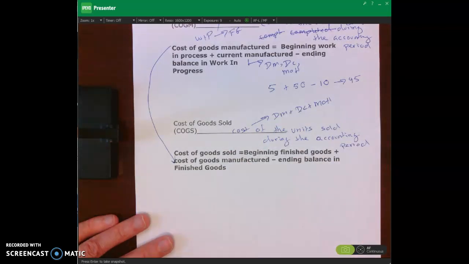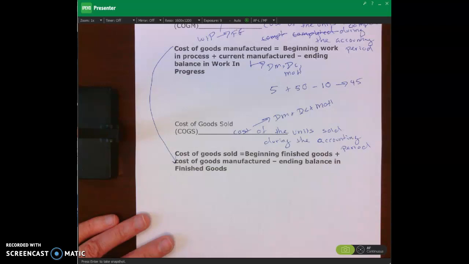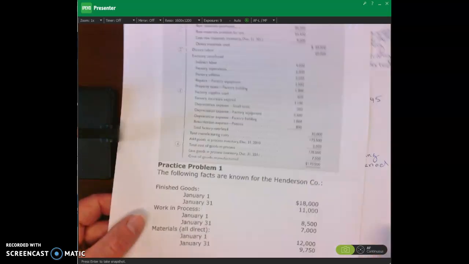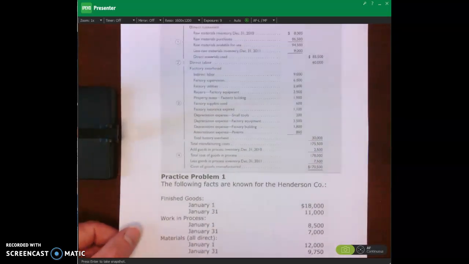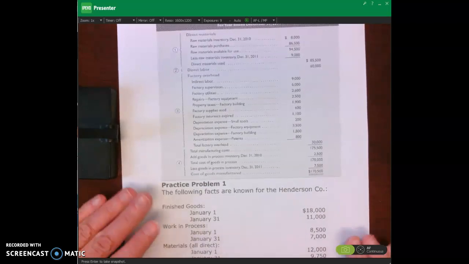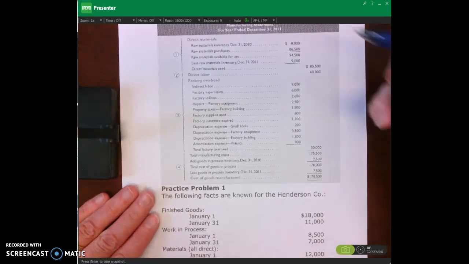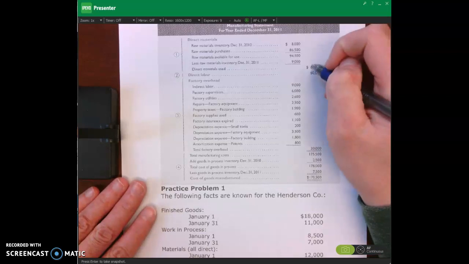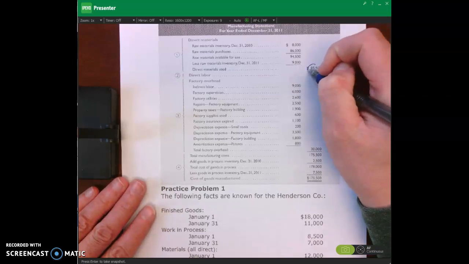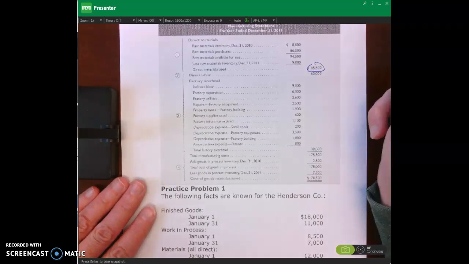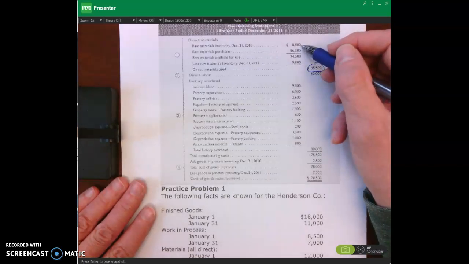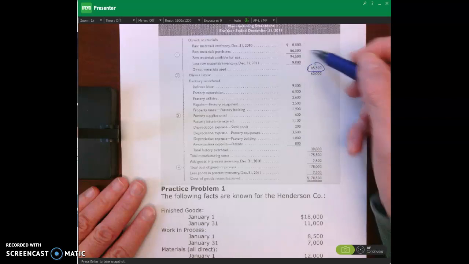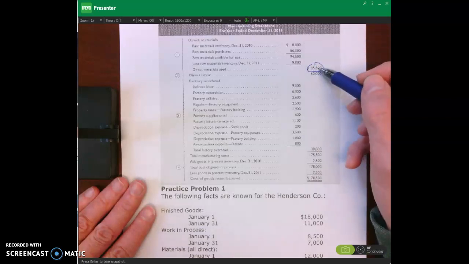Same idea. Okay? So we can look over here. This shows us the calculation of our cost of goods manufactured and our cost of goods sold. So when we look at calculating our cost of goods manufactured, it's going to be equal to the cost of the materials used, not the cost of the materials purchased. How can we figure out the cost of our materials used?